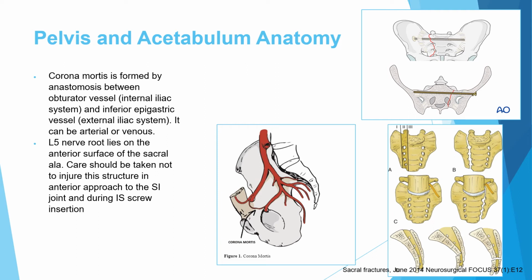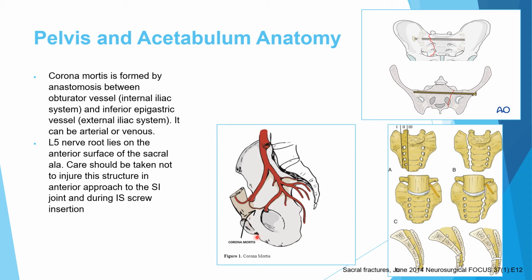We spoke about the corona mortis before when we were discussing the anterior intrapelvic approach. The corona mortis is an anastomosis between the external iliac system and internal iliac system. The internal iliac system anastomosis is through the obturator vessel. The external iliac can be directly from the external iliac or from the inferior epigastric, which is a branch of the external iliac. As we said before, this anastomosis is usually about 6 centimeters from the symphysis pubis.